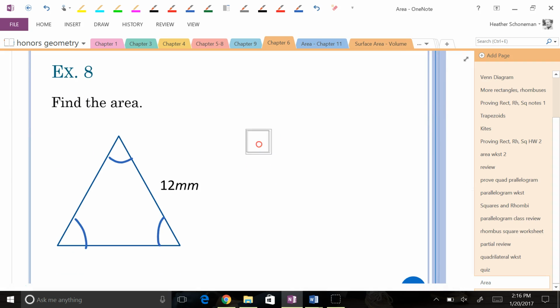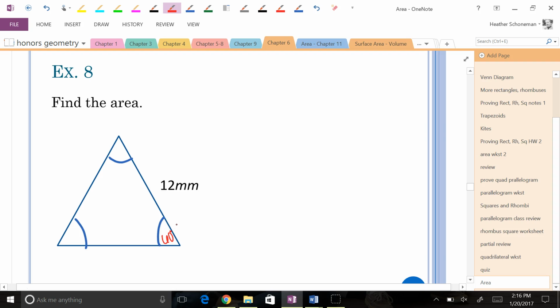Number 8. Number 8 is a triangle. On this triangle, all the angles are marked congruent. We had one like this first semester. We did a handful of these. Either you can mark all the angles congruent or all the sides congruent, but it's the same thing. If all the angles are congruent, you know all the sides are equal. But more importantly, if you know all the angles are equal, 180 divided by 3 is 60. You know all of these angles are 60 degrees.